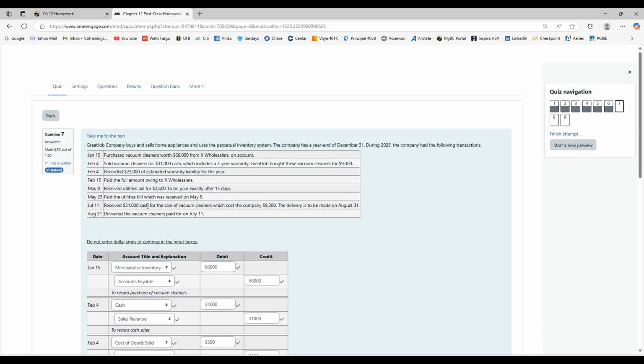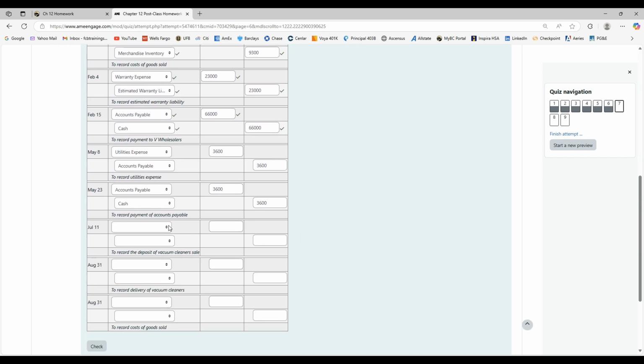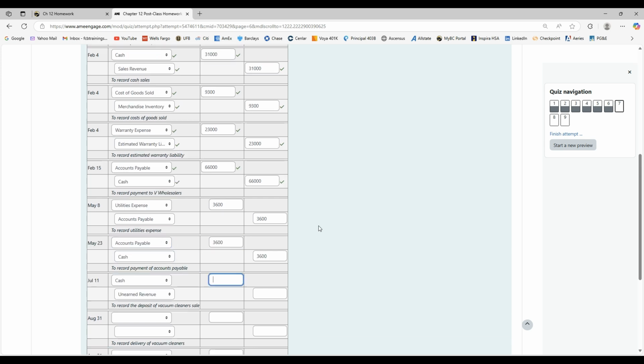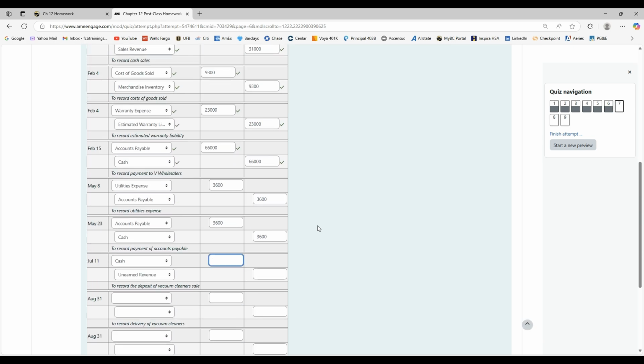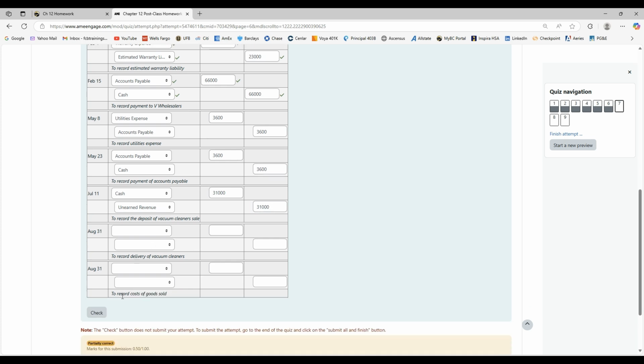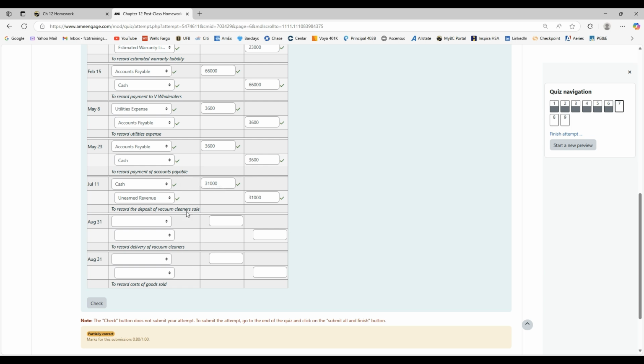And then we received 31,000 for the sale of vacuum cleaners. So this is an unearned revenue type of transaction. So we got a deposit. How much was it? It was 31,000. So a customer paid us a deposit. And until we actually deliver the goods, it's unearned revenue because we haven't actually completed our part of the whole transaction. But now we do down here.